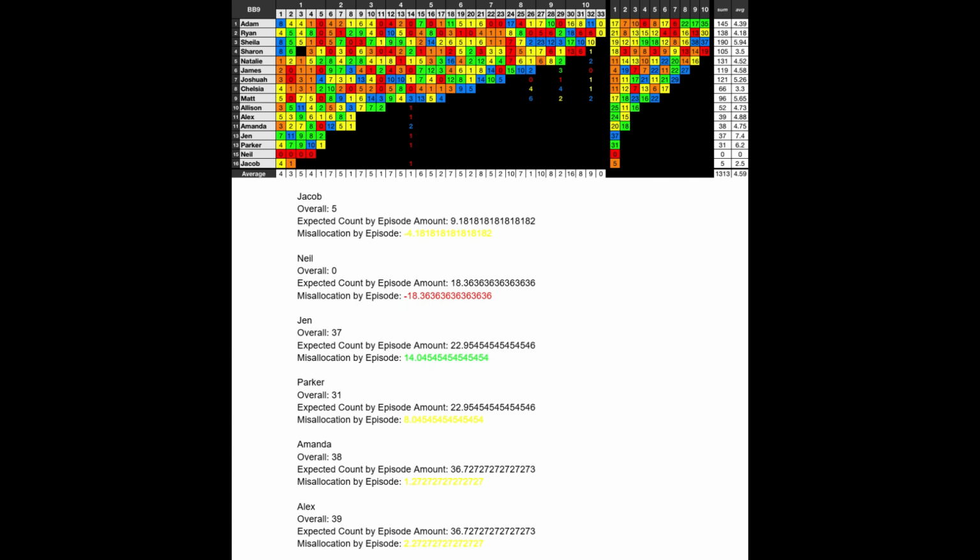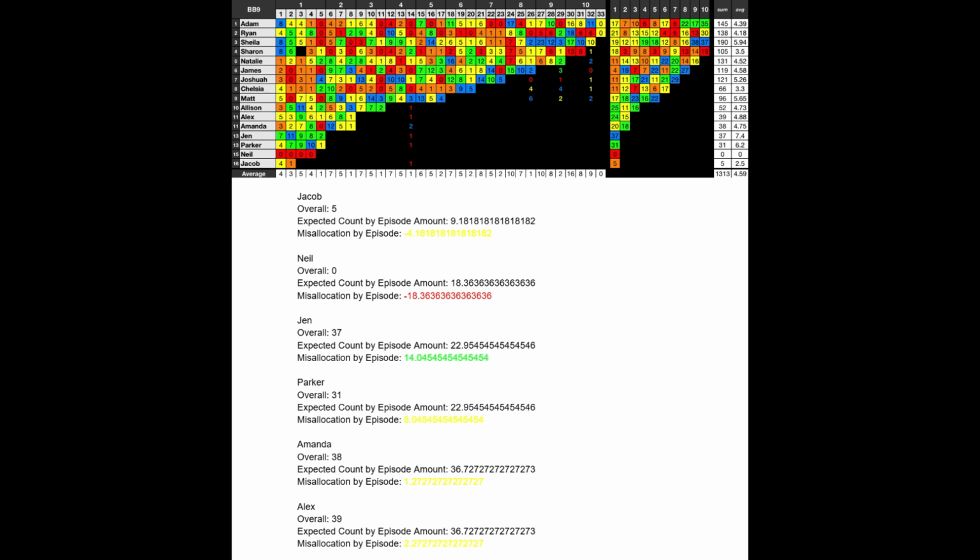Parker has 31 diary rooms. His expected count by episode amount is the same as Jen's since they got booted together. But it causes him to have an episode count misallocation of 8. So he has 8 more confessionals than he should have, but he's still in that accurately edited range.